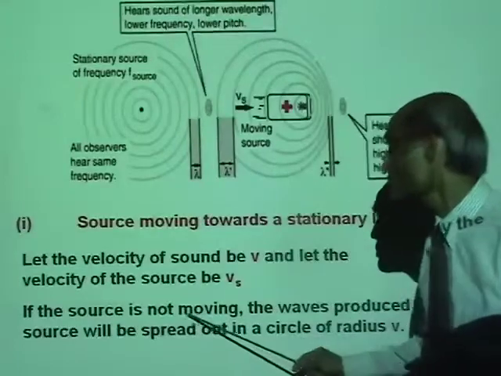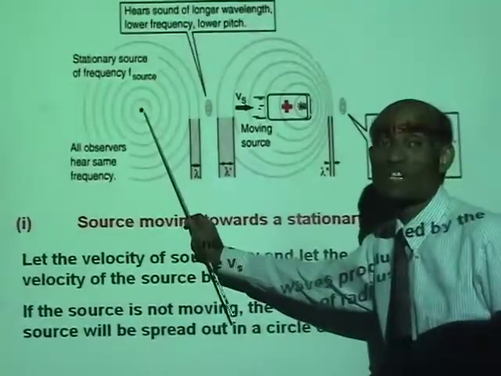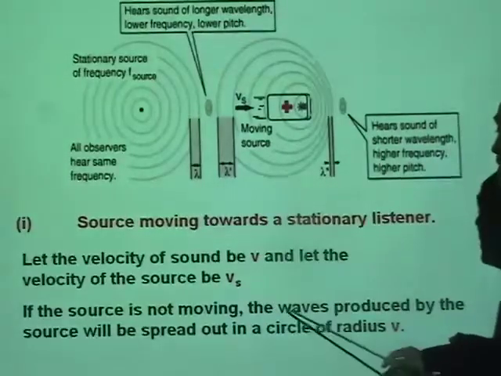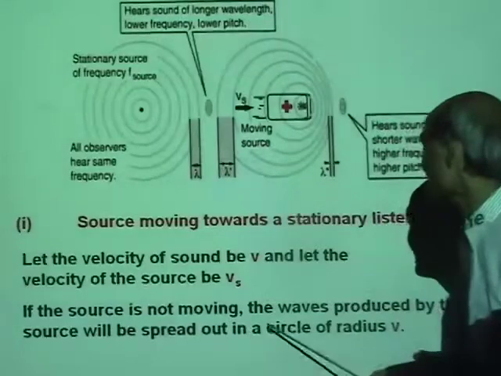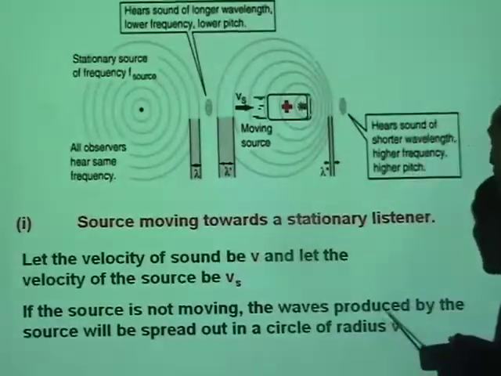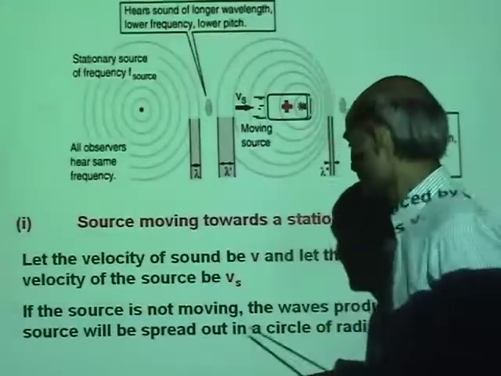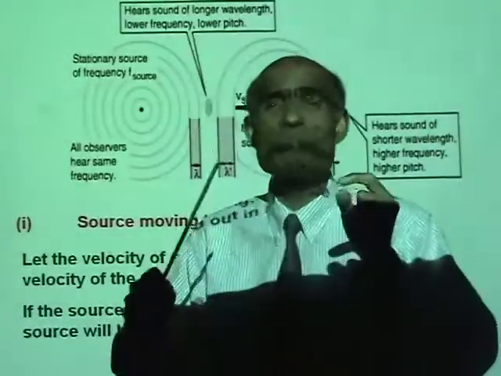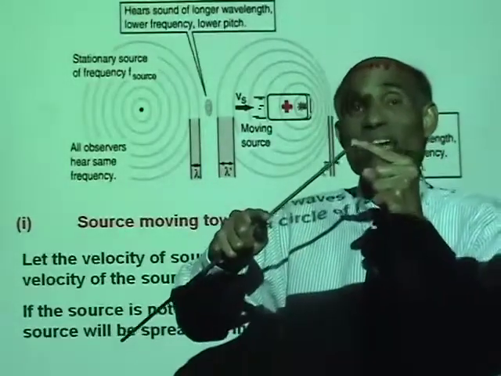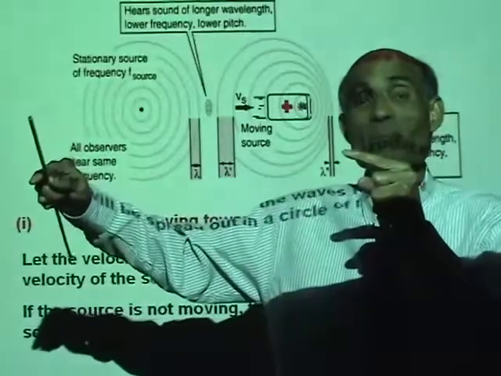If the source is not moving, that is the situation on the left, the waves produced by the source will be spread out in a circle of radius v. Do you understand that? v is the speed of sound, which means in 1 second the waves will travel a distance v.